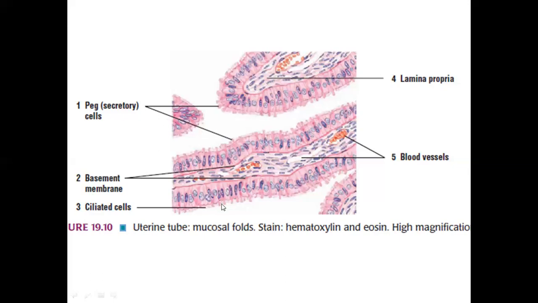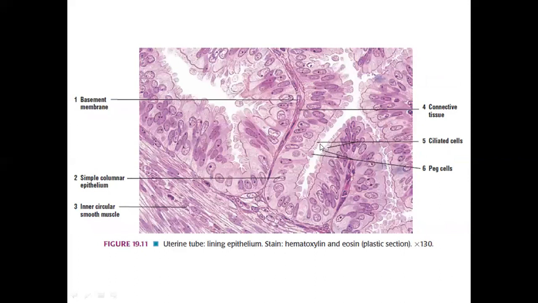The ciliated cells bear cilia, and these cilia beat toward the uterus. The ciliated cells are most numerous in the infundibulum and ampulla. The secretory cells are most numerous in the intramural part. The secretory cells show apical bulge which extends above the cilia of the ciliated cells. So this is the apical bulge of the PEG cell.